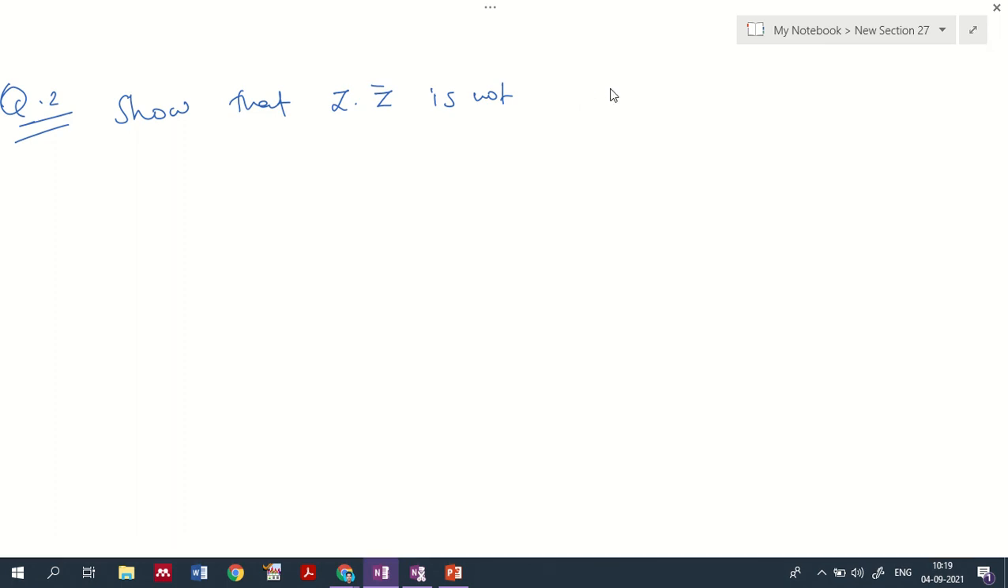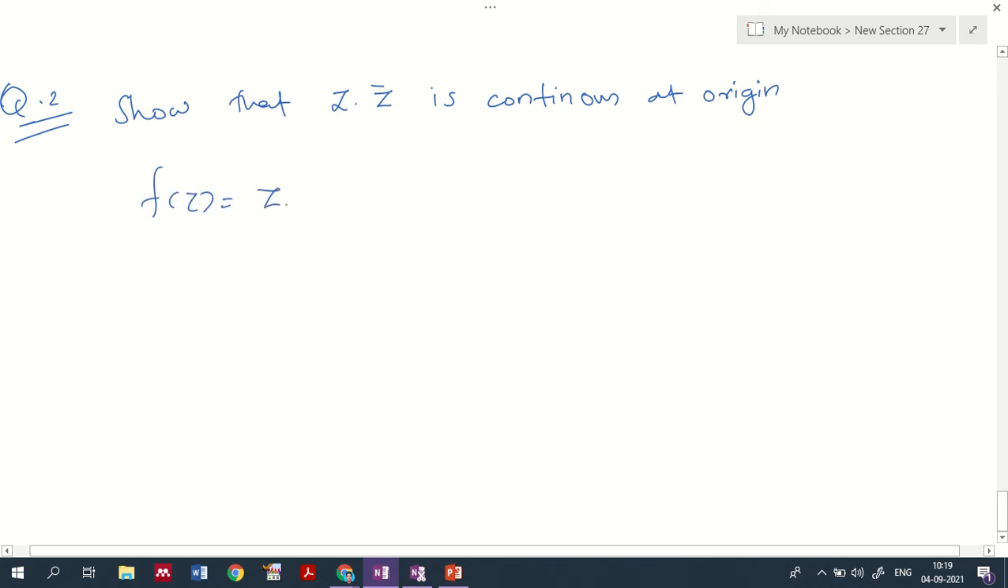So show that z into z bar is a continuous function, continuous at origin. So that z dot z bar is continuous at origin. How do we do that? So here our function f of z is equal to z into z bar. Okay, z into z bar is the corresponding function we are having here.